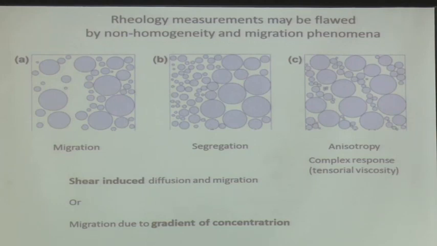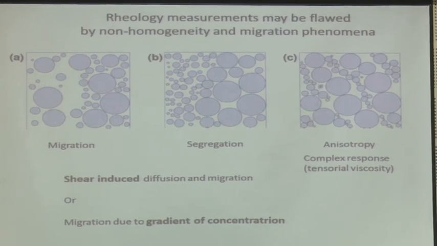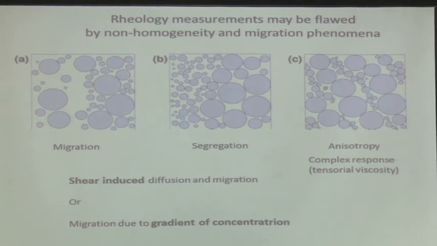One thing which is very complex when you do rheology of suspensions, of polydisperse suspensions, is the homogeneity of your suspension. Because when you have mono-sized particles, since there is only one single size, you cannot have very complex effects. When you have two sizes like this, you can have these three possibilities. So you can have migration.